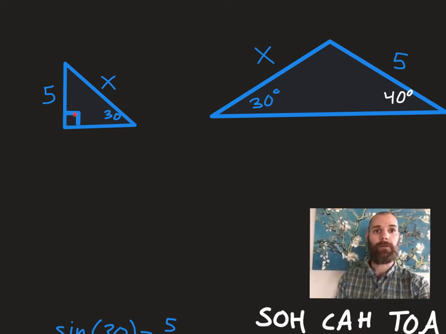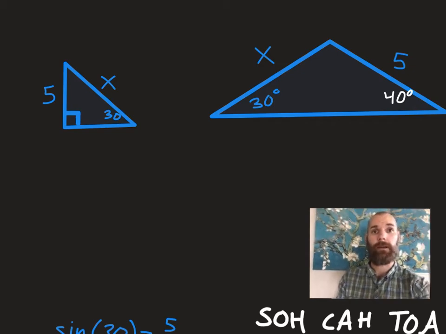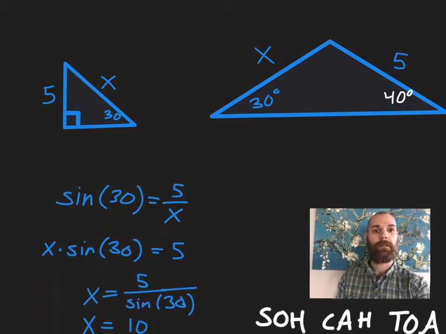With right triangles, like this example here on the left, I know it's right because I have that 90-degree angle right there. Since it has a 90-degree angle, I can use SOHCAHTOA. I'd be looking at that 30-degree angle, and I'm given the opposite and I want to know the hypotenuse. So my opposite and hypotenuse are involved, which is the S from SOHCAHTOA, so I'm going to be using sine.